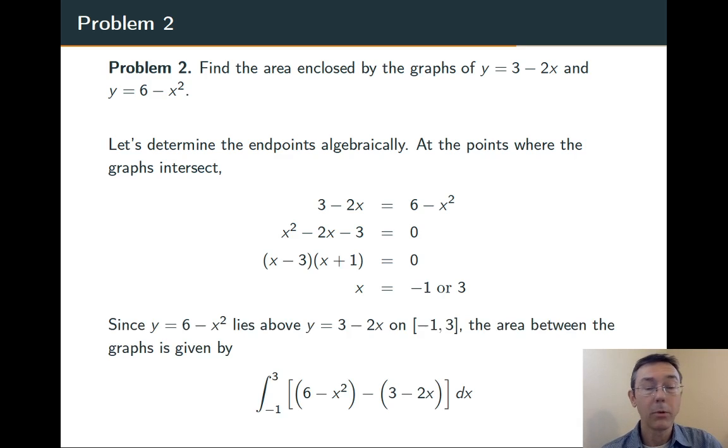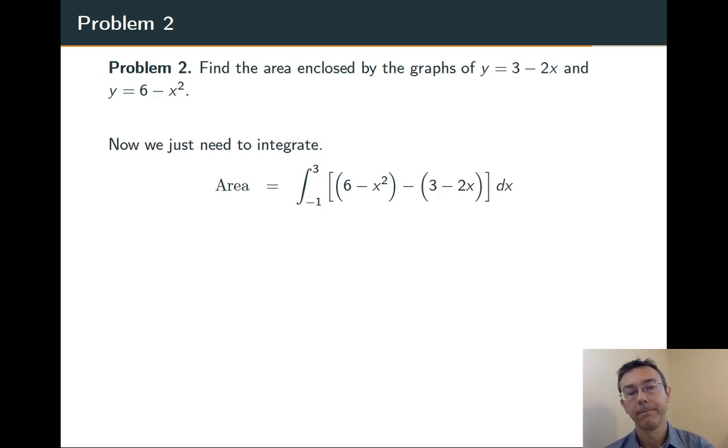Now, I already said that the parabola was on top. That's going to be the top curve, and the line is going to be on the bottom. So 3 minus 2x will be the bottom curve. So I'm going to do the integral from -1 to 3, (6 minus x squared) minus (3 minus 2x). Notice that I was careful to put in those parentheses. I want the whole top curve, 6 minus x squared, minus the whole bottom curve, 3 minus 2x.